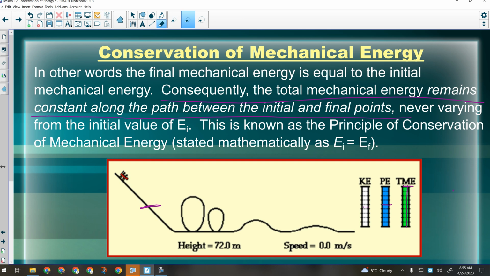All that happens is these go up and down as it changes into each other. Okay, when it's at a higher point, it's more potential, and at a lower point, it's more kinetic. Those two just flip-flop constantly, where the total mechanical energy bar stays totally full all the time. Okay? All right, everybody okay with that?